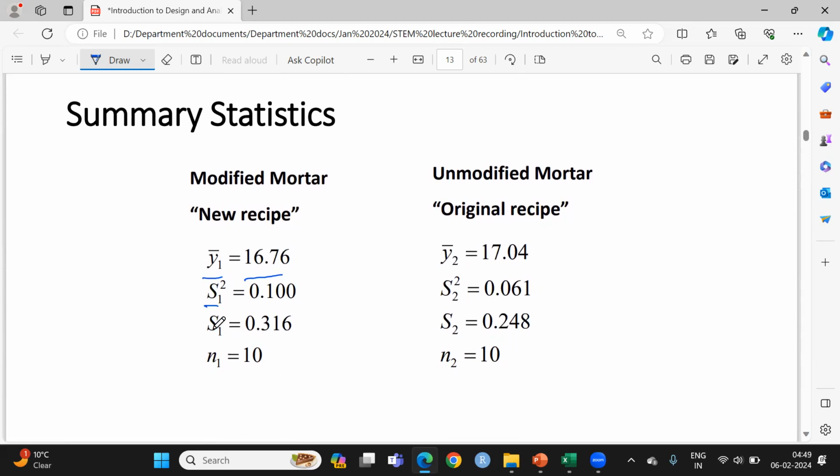So here, when we take the square root of this S1, you will get the value of S1 as 0.316, and we have 10 observations in both cases. So similarly, we have derived the mean for the second group. Then we have derived the sample variance. Then we have derived the standard deviation corresponding to the second variable.